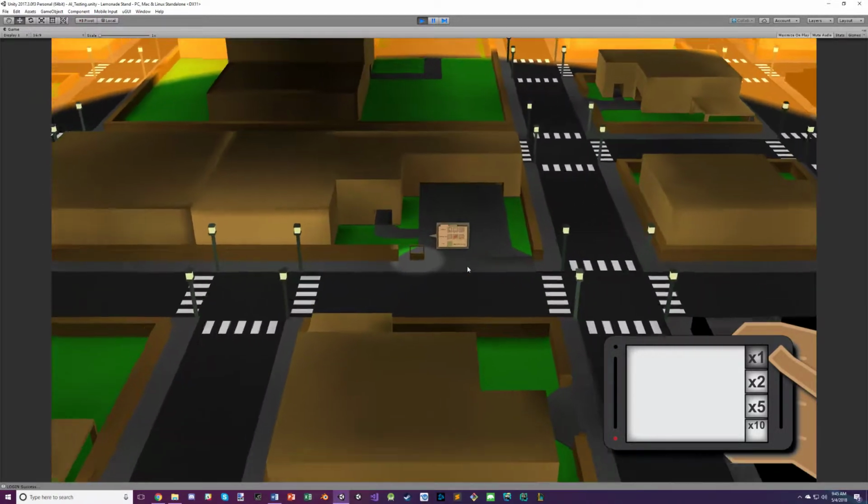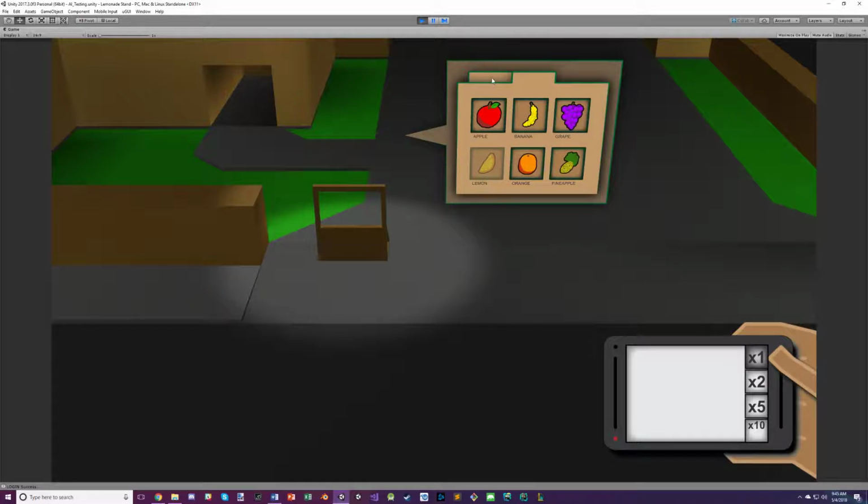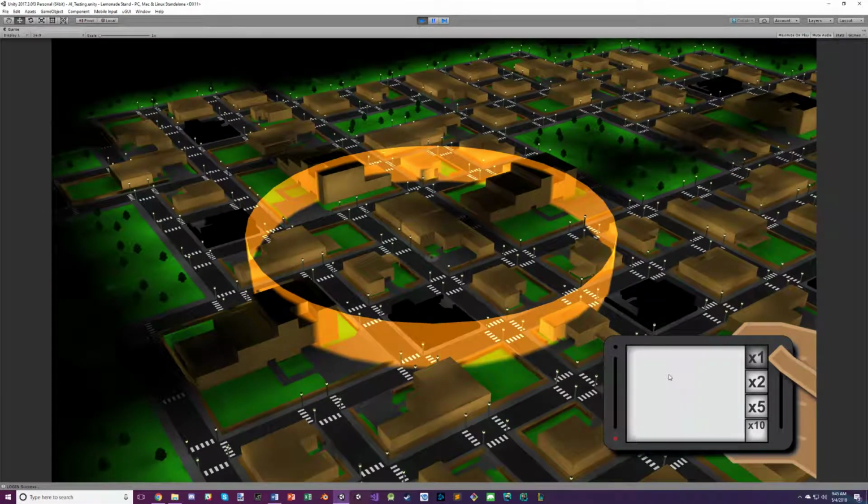The lemonade stand has upgrades you can do. You can upgrade the range so it has a larger range, or you can upgrade the production so it produces more faster, or you can upgrade it so it can produce two types of juice. Because right now it only produces one. So let's say we wanted to produce actual lemonade, so lemon juice. But now that we have set up our stand, we can start the day.